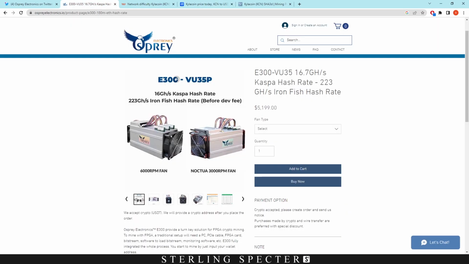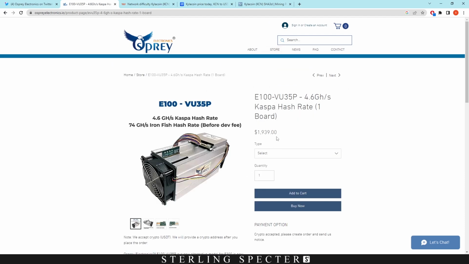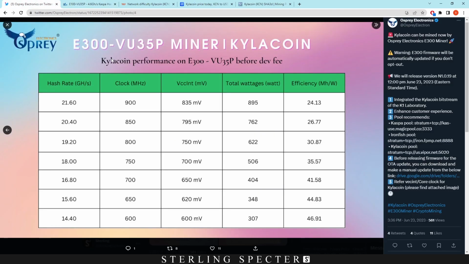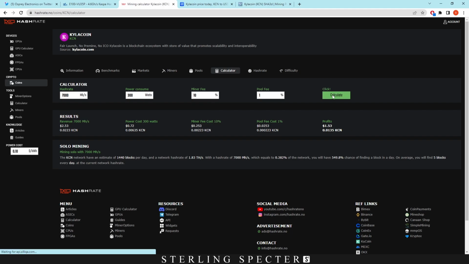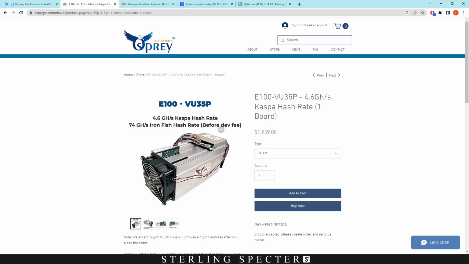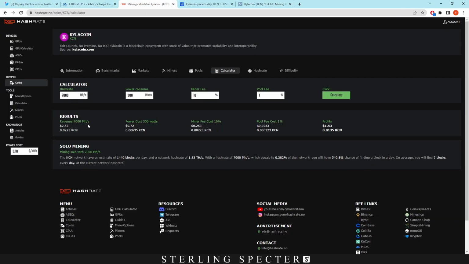So that would be the hash rate for the E300. Now, if you have an E100, which is just one board, we could look at that as well. So we just divide this by 3, I believe. So 2160 is going to look like 7,000, maybe something around that. And then the watts would be half of 900, so we're looking at 300 watts. We've got to put the miner fee to 10 again, calculate. So on the E100, which is just one FPGA board, we're getting $2.53 in revenue, and then $1.53 in profits.